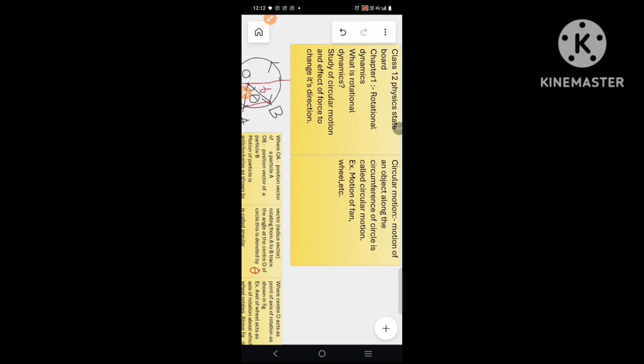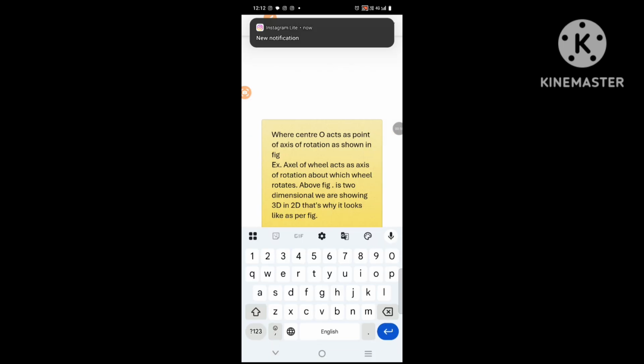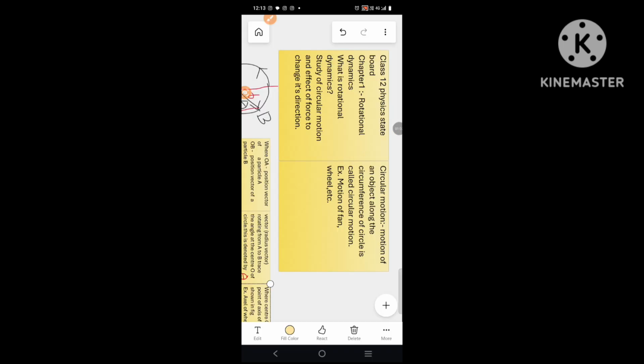Rotational dynamics is the branch of physics which deals with circular motion and the effect of force to change the direction of the circular motion. Examples of rotational dynamics are the motion of a fan, the motion of the moon around the earth, and the motion of the electron around the nucleus. So let us see what is meant by circular motion.